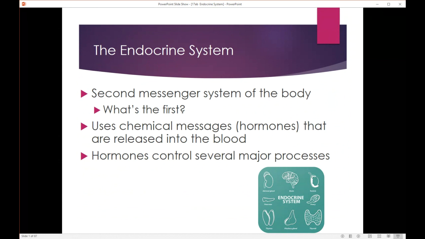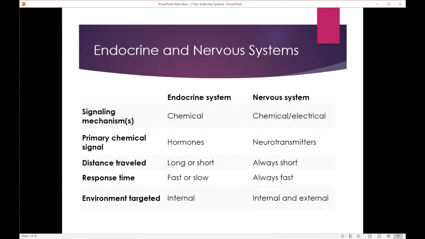It uses chemical messages. We call those chemical messages hormones, and those hormones are going to be released into the blood. You remember that we've talked about exocrine glands. Those are going to be excreting something that's going to go out of the body or not into the blood, and then the endocrine system is going directly into the blood. These hormones are going to control several major processes of your body.